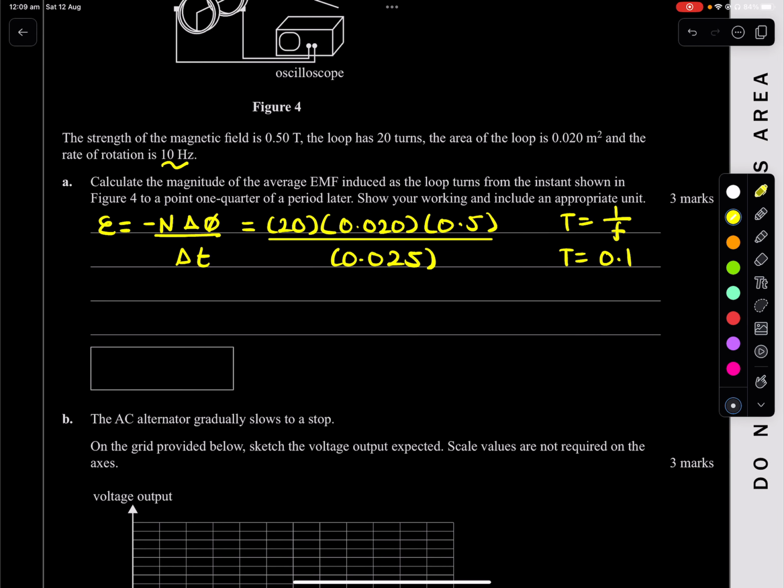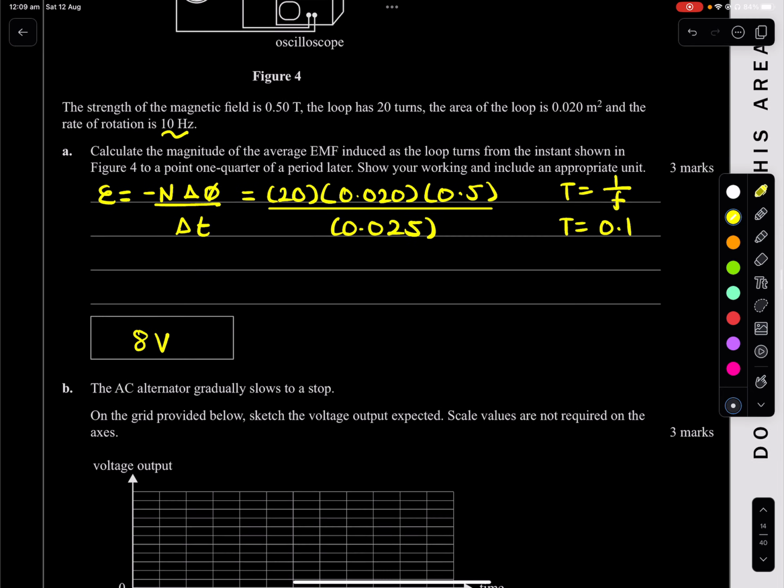Now let's check it. It'll be 20 times 0.02 times 0.5 over 0.025, which gives 8 volts. Include the appropriate unit. Yep, this is a very nice question.